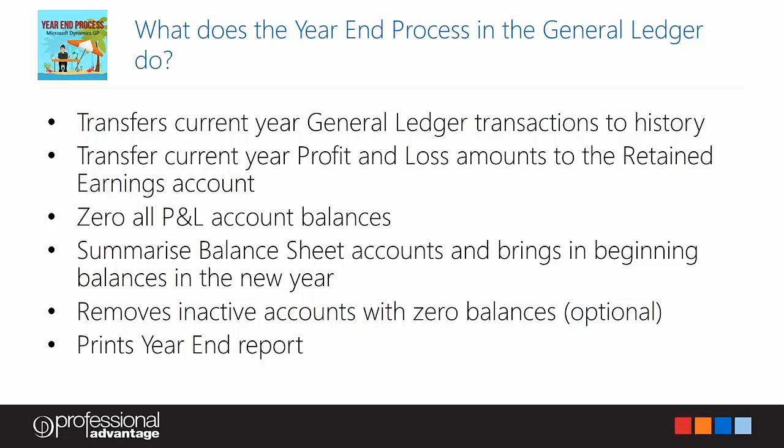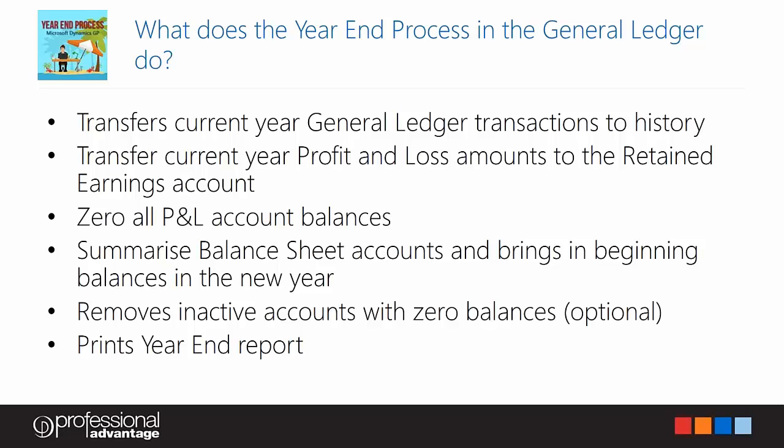If you're maintaining account and transaction history, the year-end closing routine transfers all current year information for each account in a chart of accounts to history tables. It also transfers the current profit and loss amounts to the retained earnings account, and then it zeroes out all P&L account balances. It then creates the opening balance for the new year.